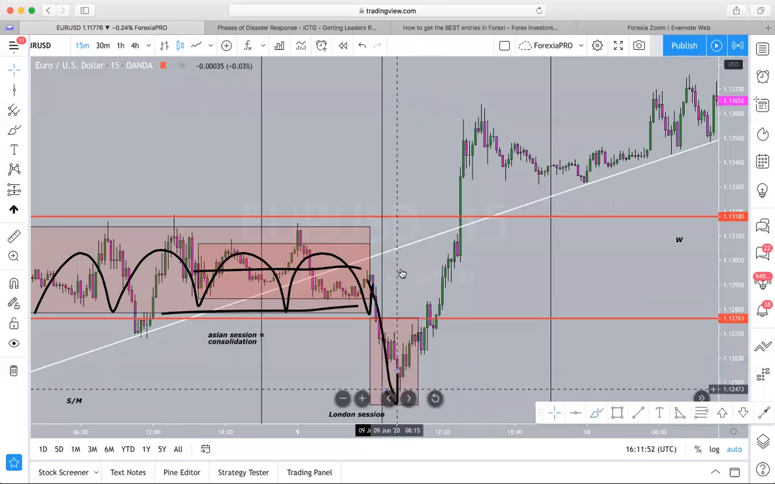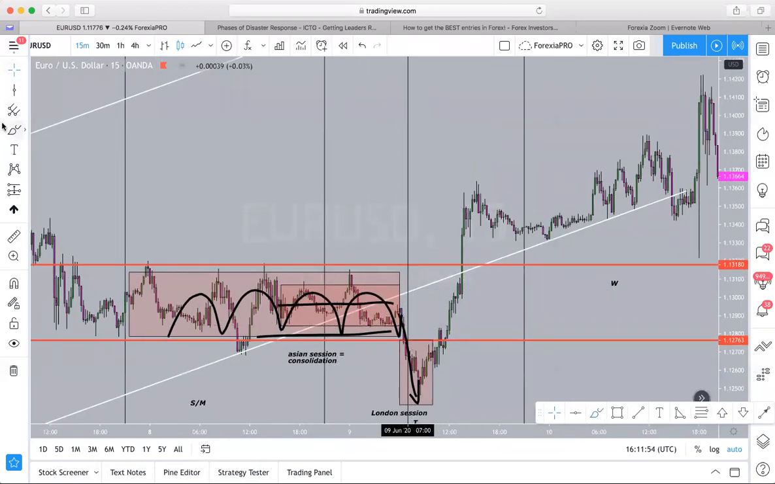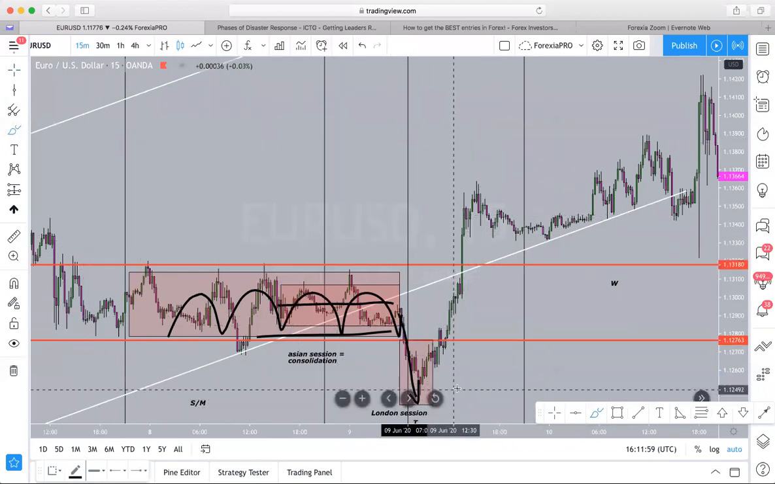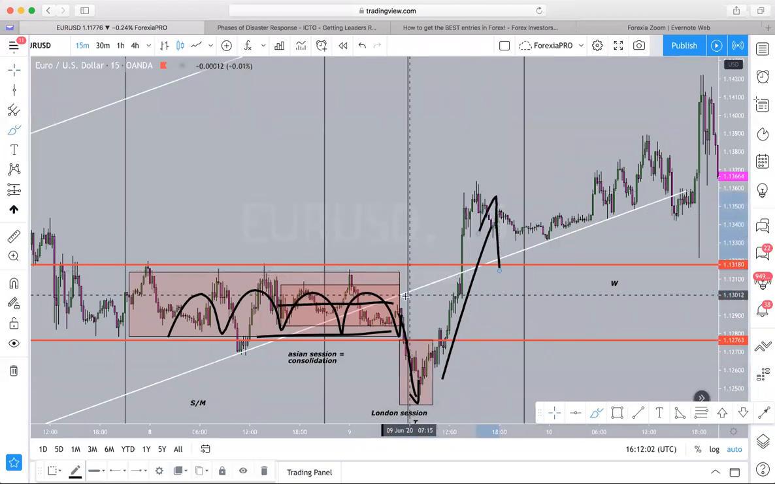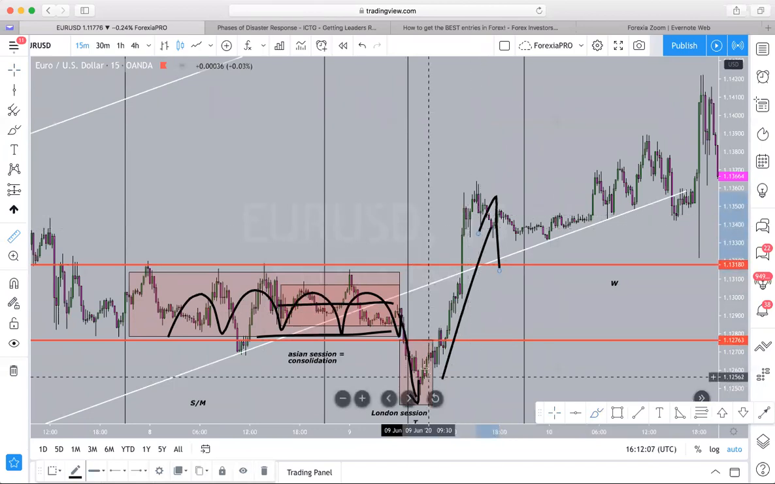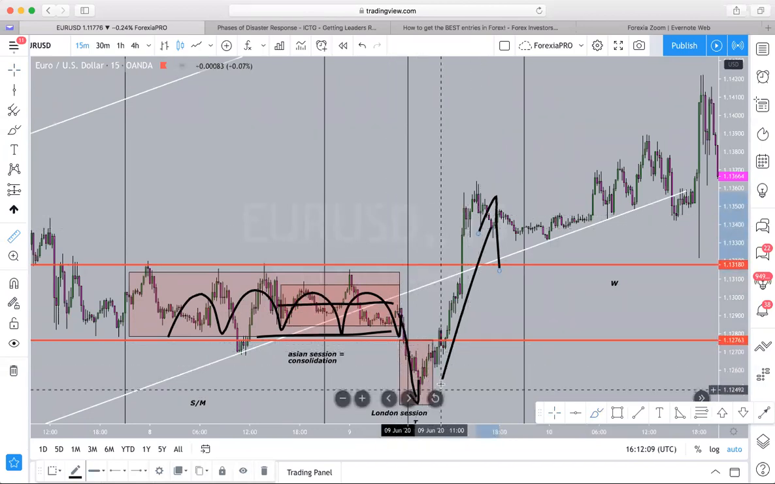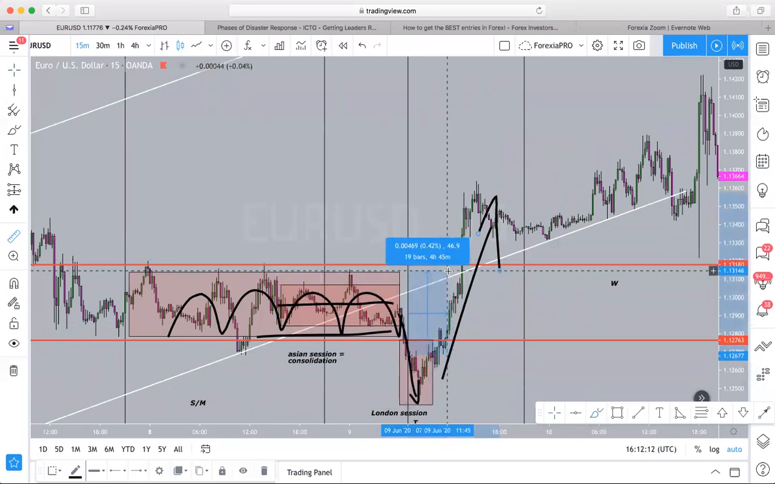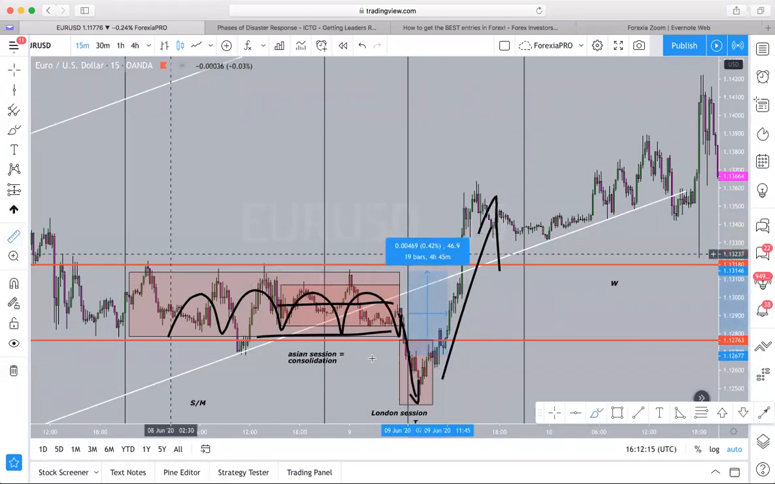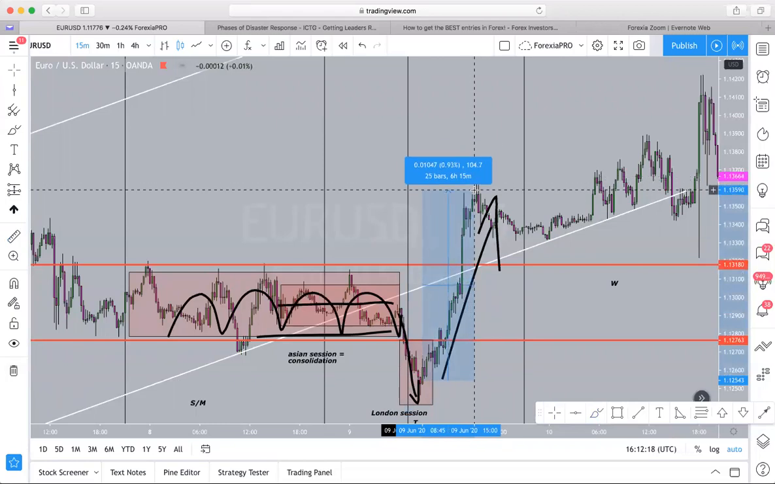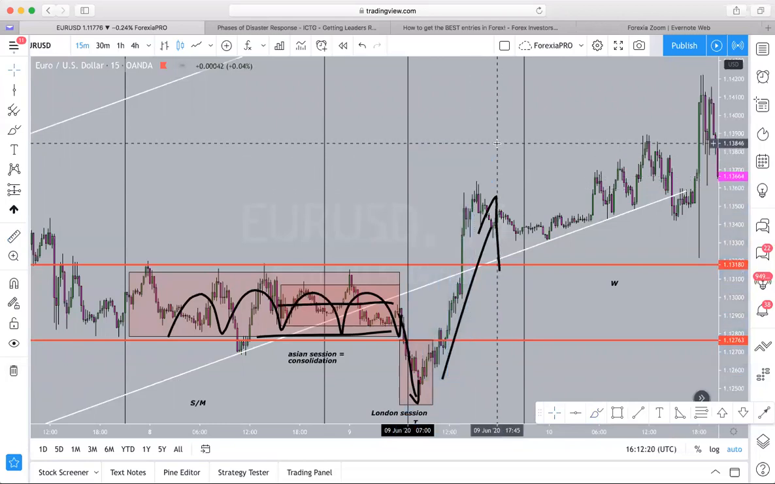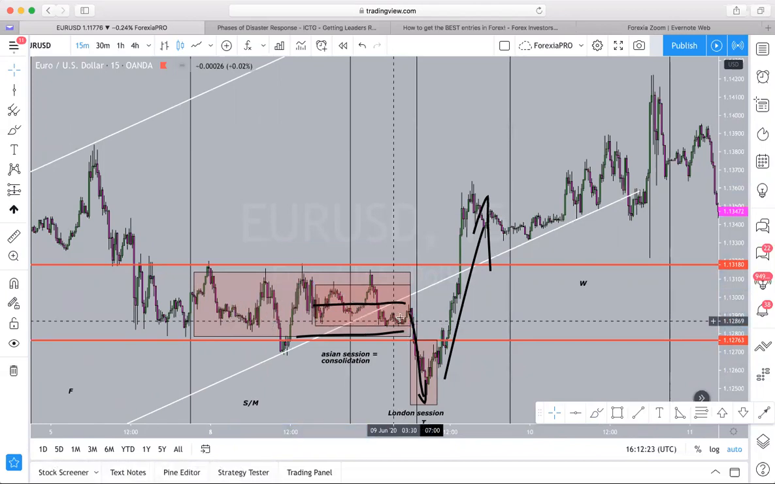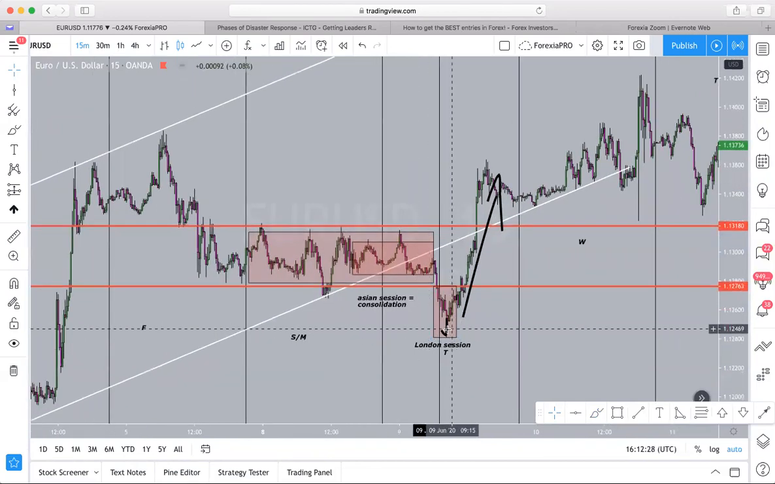What happens after they trap these sellers? The market reverses. The market does a complete 360 flip. There we go. And takes the money away from those retail traders that were induced to sell. This was a 100 pip move. This is what I like to call the Tuesday reversal.